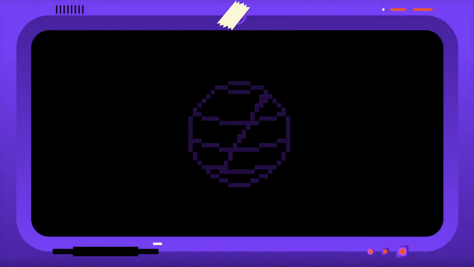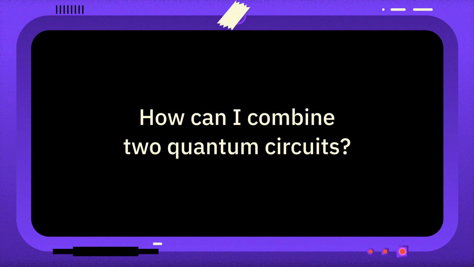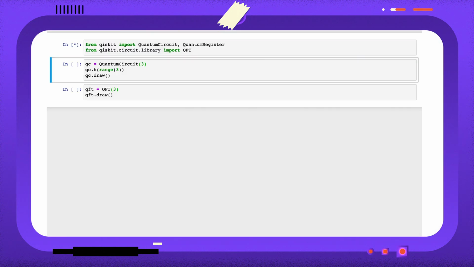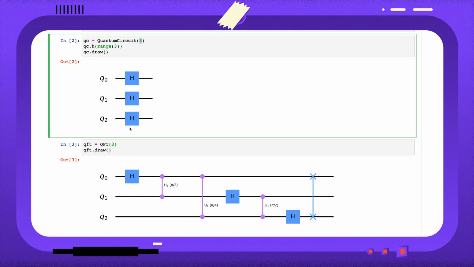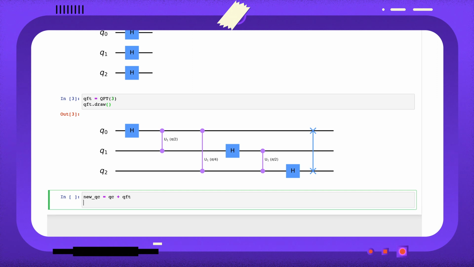This week, the question is, how can I combine two quantum circuits? We often have different quantum circuit objects that we wish to combine in some way. For example, say I have a 3-qubit circuit like so, and I have another 3-qubit circuit. This is one I've taken from Qiskit's circuit library. I can easily combine the two using Python's addition operator.